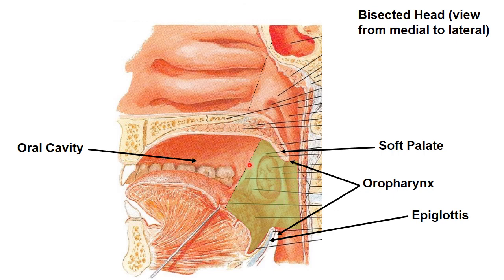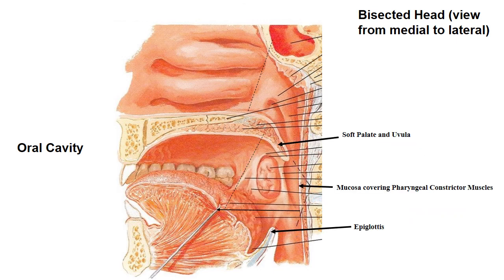Okay, we'll talk about this boundary right here in a little bit, but here's the oral cavity. Here's the oropharynx located below the soft palate and above the epiglottis. We're going all the way back to the back wall of the pharynx right there. This is pharyngeal mucosa lining pharyngeal constrictor muscles right there. And then behind that we have cervical vertebrae.